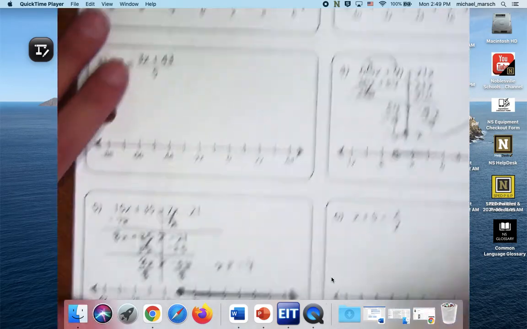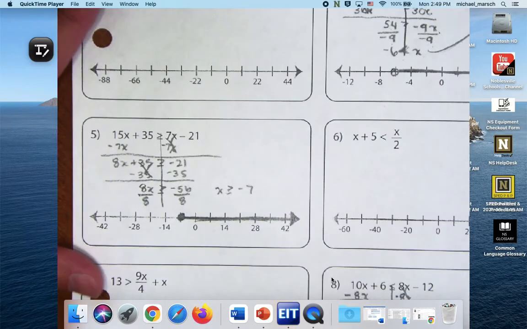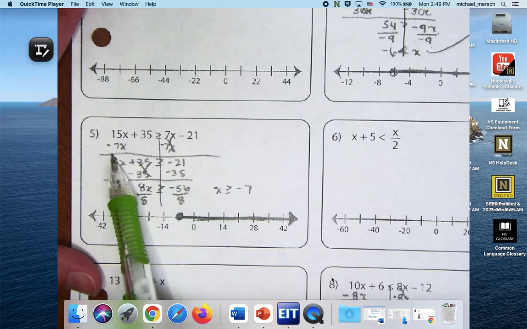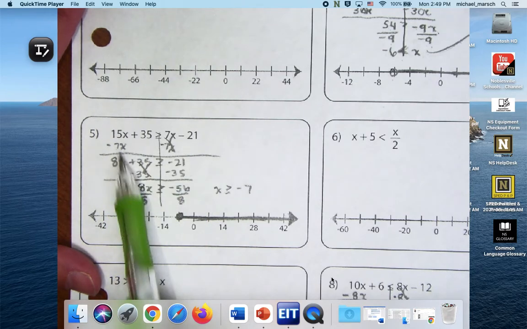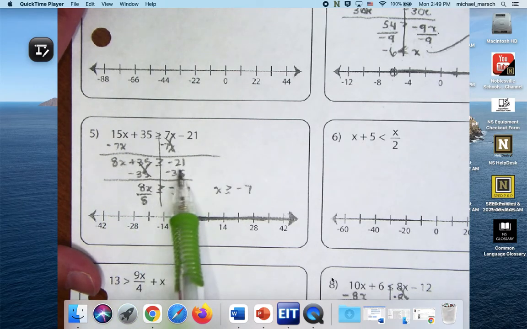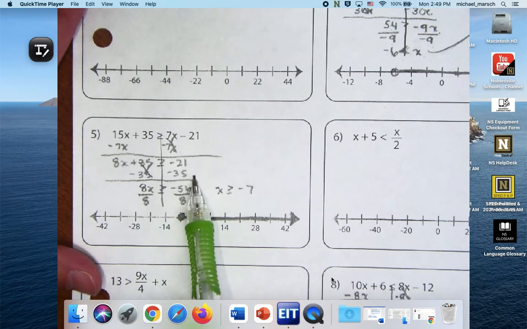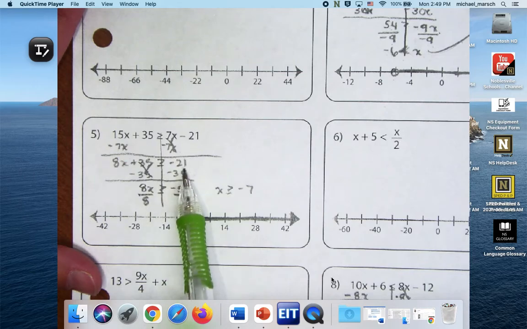Number 5. Let me get my computer out of the way here. I didn't have any distributing to do, so I subtracted 7x from both sides. I have 8x plus 35 is greater than or equal to negative 21. Subtract the 35. Remember, this is now negative 21 minus 35.